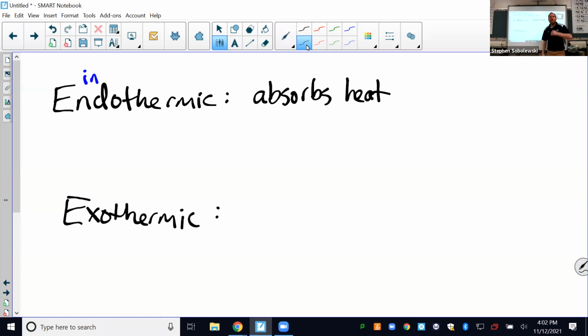Exo, what is an exodus? It's a mass leaving of people. Think of like exit, you leave off of something. Or an exoskeleton. Insects have an exoskeleton on the outside. So this is like out, and this is releases heat.